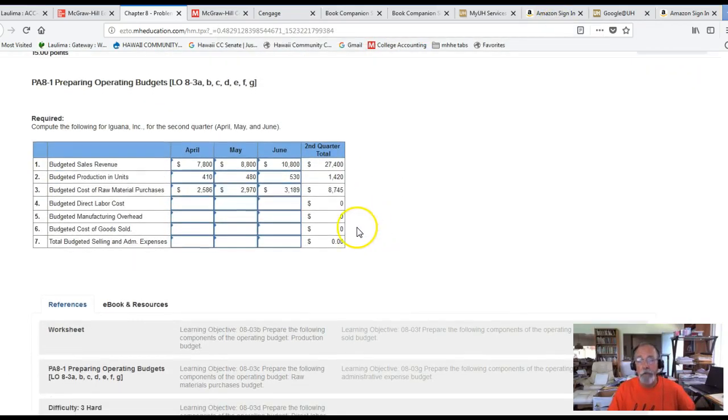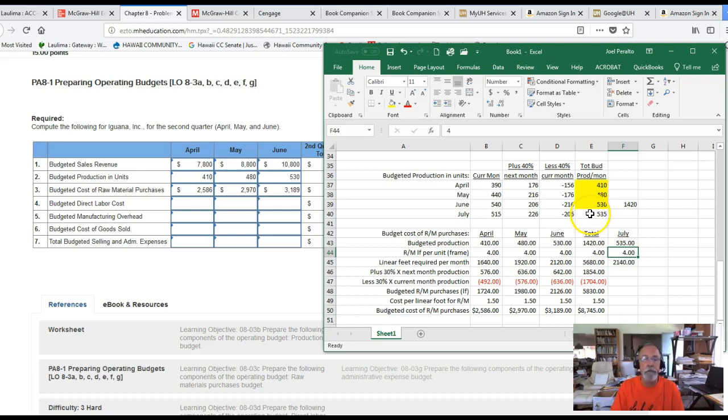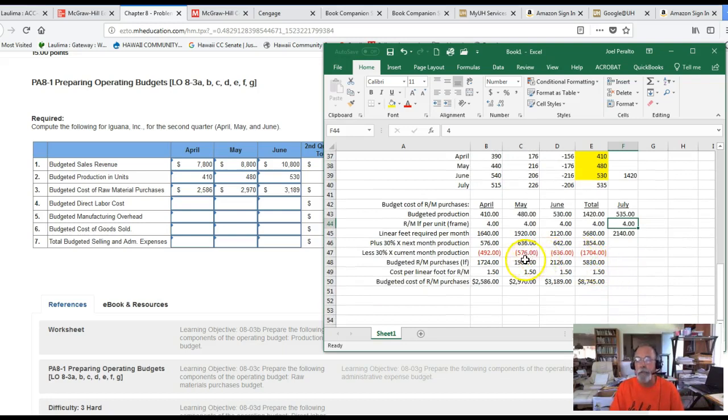That was kind of a long, drawn-out calculation. So you got to use the various pieces. You got to go into July here, and you got to go back to the previous calculation for number 2 to include the July total, and use it in this calculation for number 3 to get the linear feet for July, so that when you back out, when you add 30% of next month's production, you're using 30% of July's linear feet, 2140. That's this number here, plus F45 times 0.3.